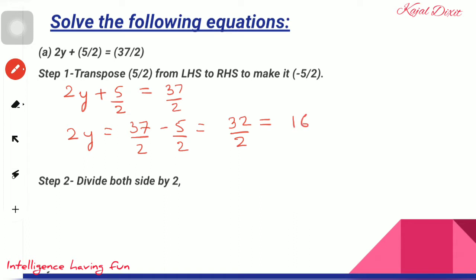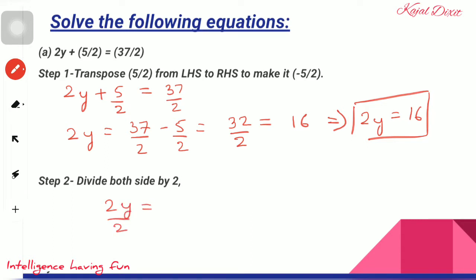In the second step, what do we have to do? We have to divide both sides of the equation. The final equation we got in the first step was 2y is equal to 16. So this equation has to be divided by 2 on both sides. So what will we get? 2y upon 2 is equal to 16 upon 2. From here we will get the value of y as 8. So this is the solution to our given equation.